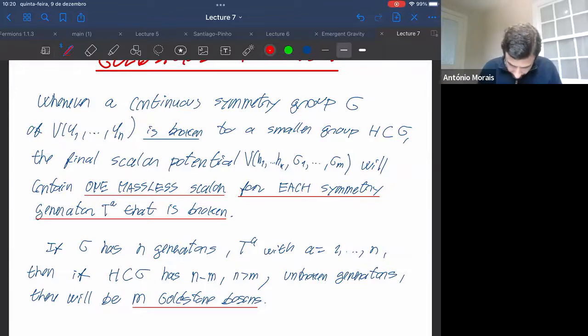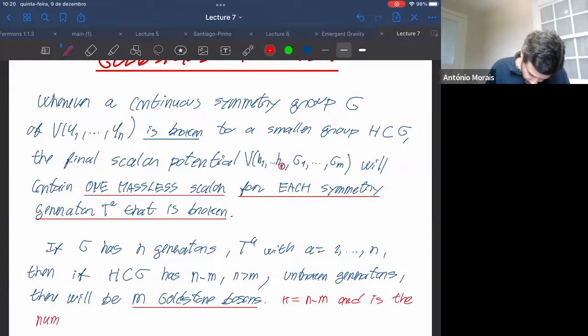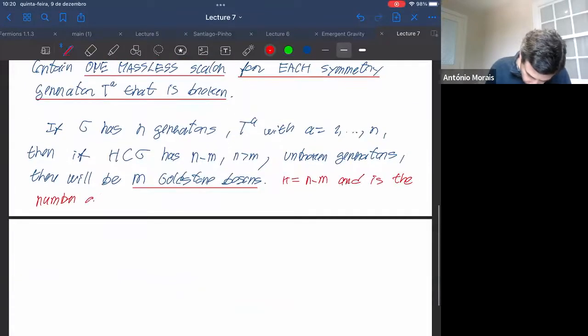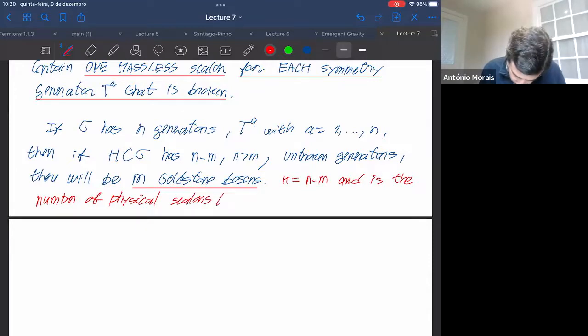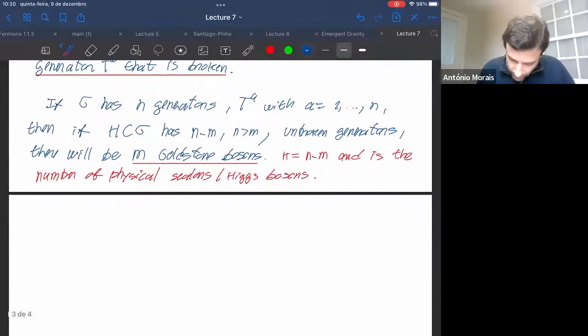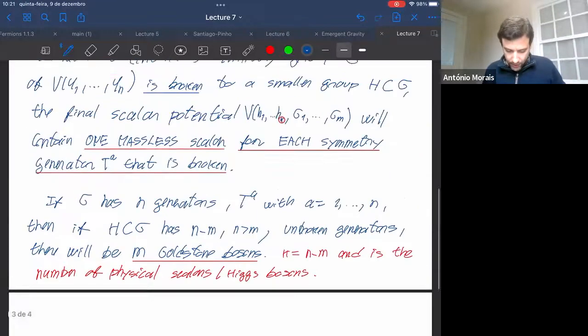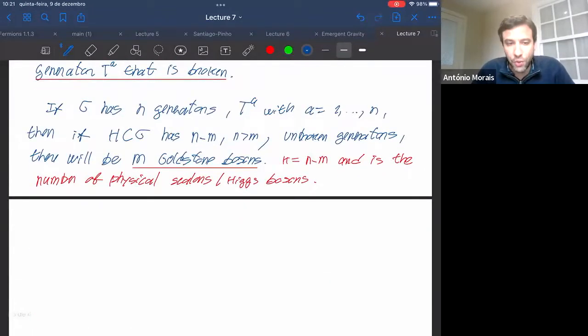Of course, on the contrary, this kappa that is here is equal to n minus m, and is the number of physical Higgs bosons, physical scalars, that have a mass. So this is why in the standard model there is only one. We will see that later. Let's see each thing at its time. But now let's demonstrate this theorem. So, demonstration.